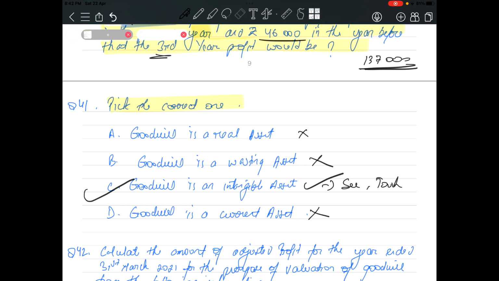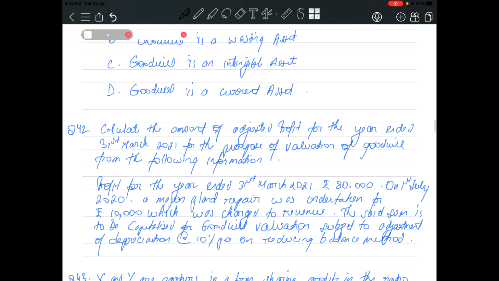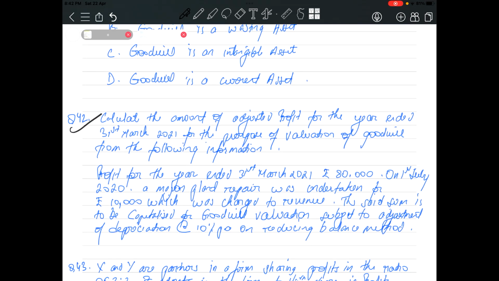A simple one. You'll get simple questions, tough questions, and tricky questions, so be ready for all types of questions. Now we are done with question number 41. Let's move to question number 42. We have to calculate adjusted profit. This is a very important question, so mark this as very important.